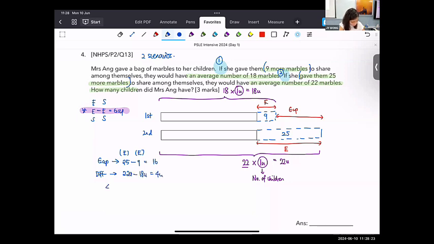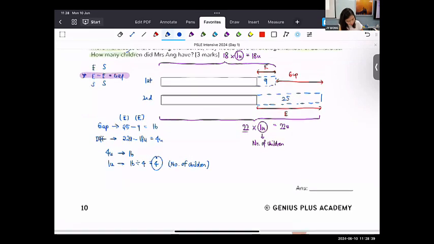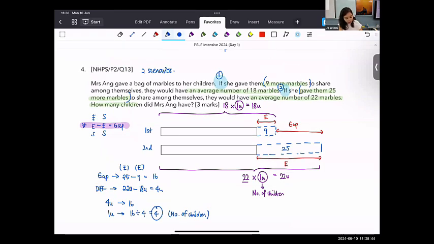So what do we know? 4 units is the same as 16, and 1 unit will be 16 divided by 4. That will tell me the number of children. So you need to find the gap and the difference. The main thing here is we always let the number of children be 1 unit, because the number of children remains the same throughout the 2 scenarios. Then if you use your model, it will be quite easy to see.